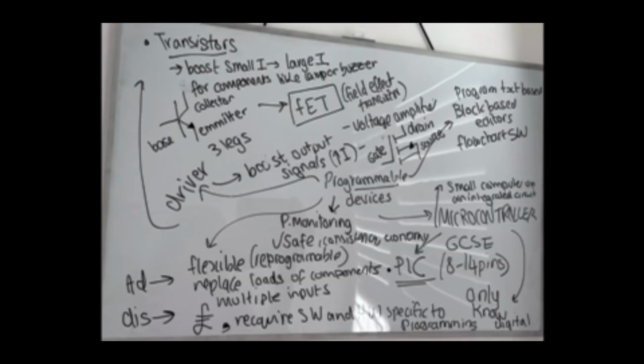It stands for Peripheral Interface Controller, and it tends to be used at GCSE level with between 8 to 14 pins, because we don't tend to, at GCSE, use too many inputs or outputs, but it can go all the way to 40 pins. Now, unfortunately, peripheral interface controllers and microcontrollers in general only understand digital signals, meaning ones or zeros, and they do not understand analog. So most microcontrollers therefore have to have a built-in analog to digital converter so that the microcontroller can understand what you were talking about.